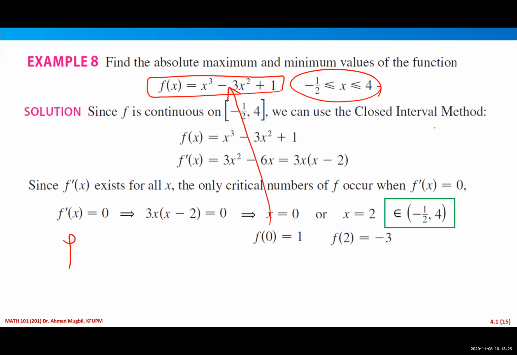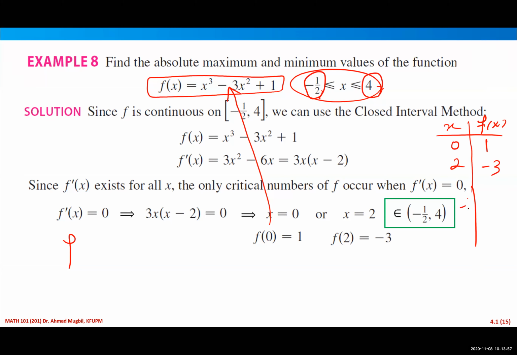So now you need to make a table of values like this. You need to say this is x, this is f of x. I need to put my screen down to be able to write. So when x is 0, f of x is 1. When x is 2, f of x is negative 3. We need to do more. What we need to add is to evaluate the function at the end points of the interval, so at negative a half and at 4.